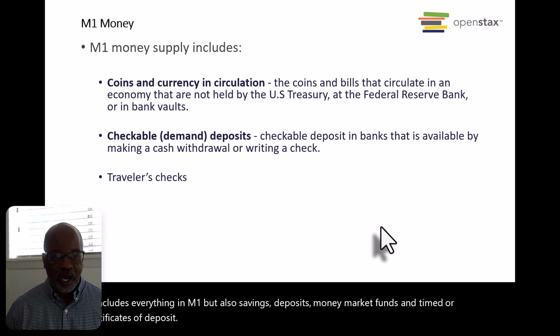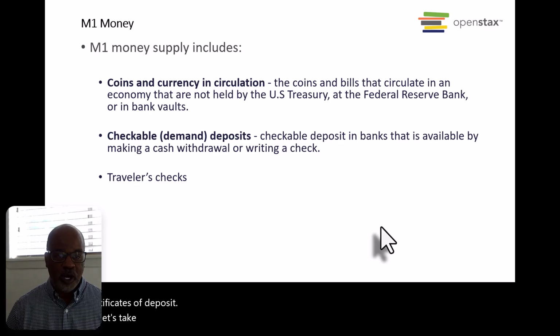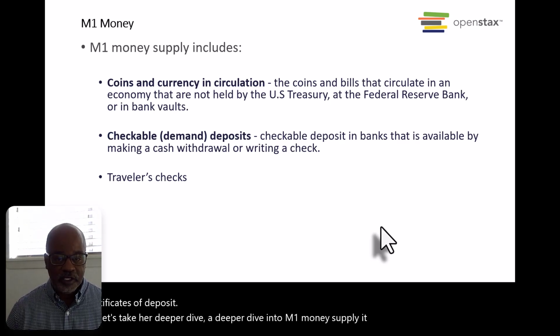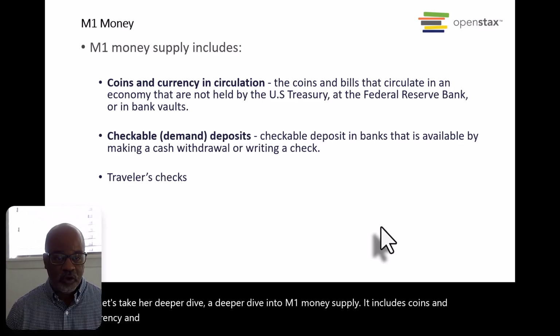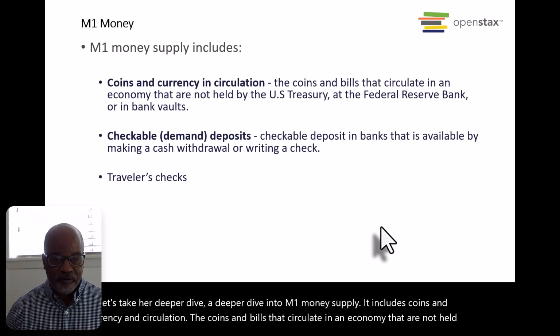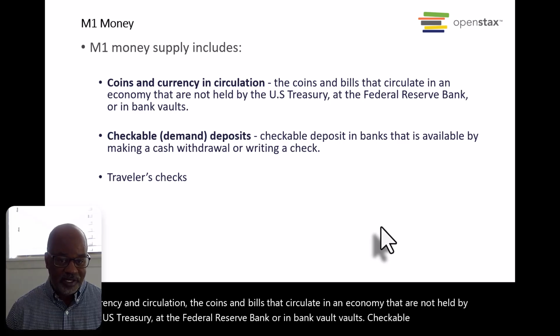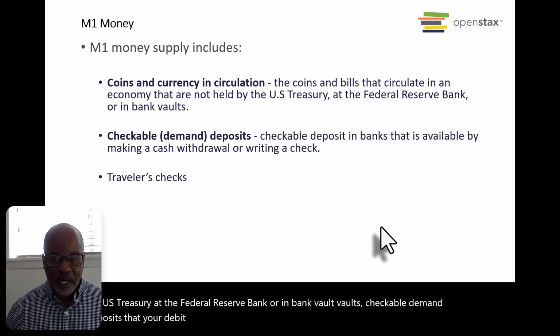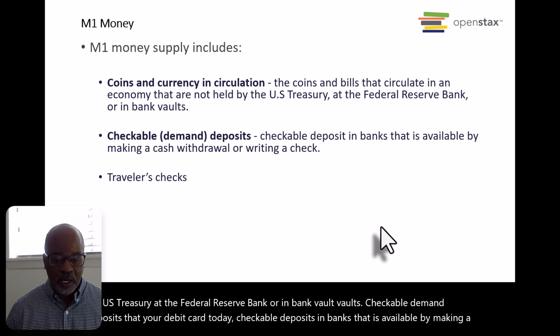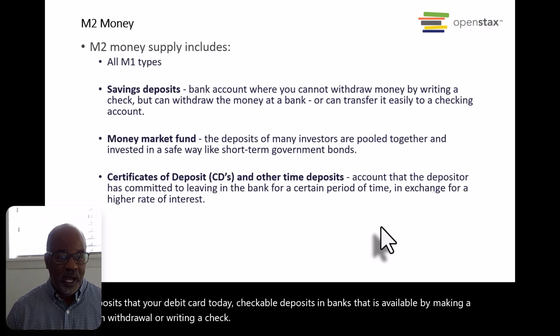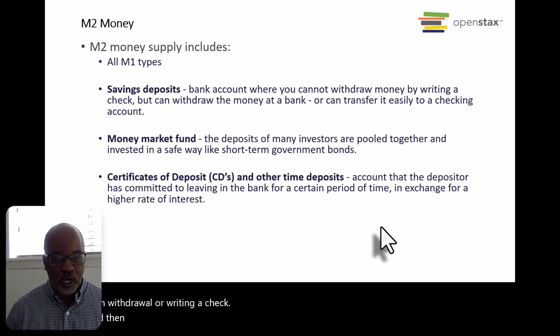So let's take a deeper dive into M1 money supply. It includes coins and currency in circulation, the coins and bills that circulate in an economy that are not held by the U.S. Treasury, at the Federal Reserve Bank, or in bank vaults. Checkable demand deposits, that's your debit card today, are checkable deposits in banks available by making a cash withdrawal or writing a check. And then traveler's checks. M2 includes M1.